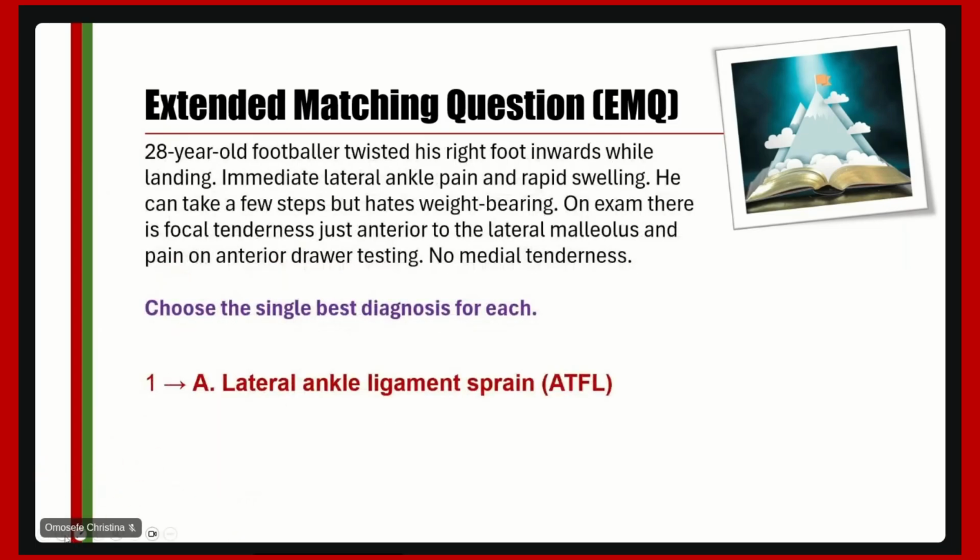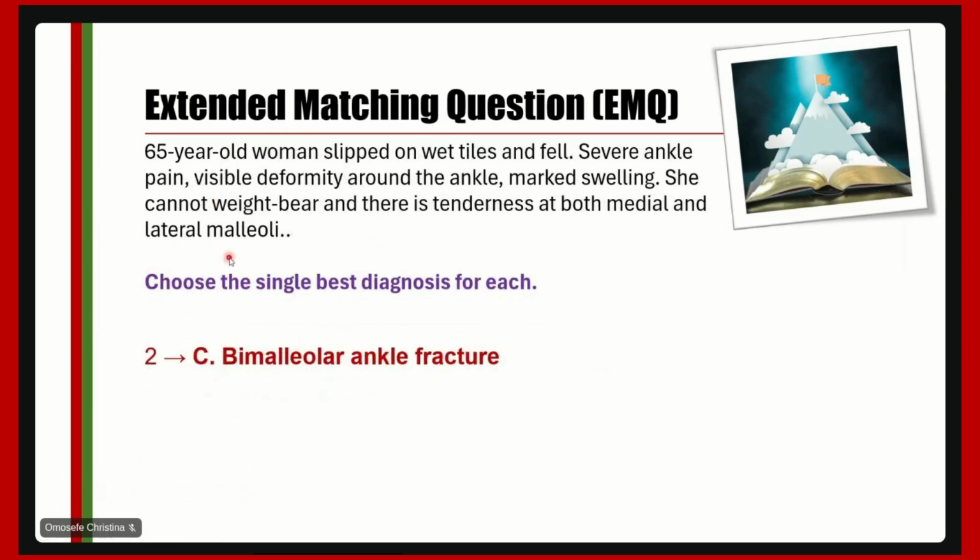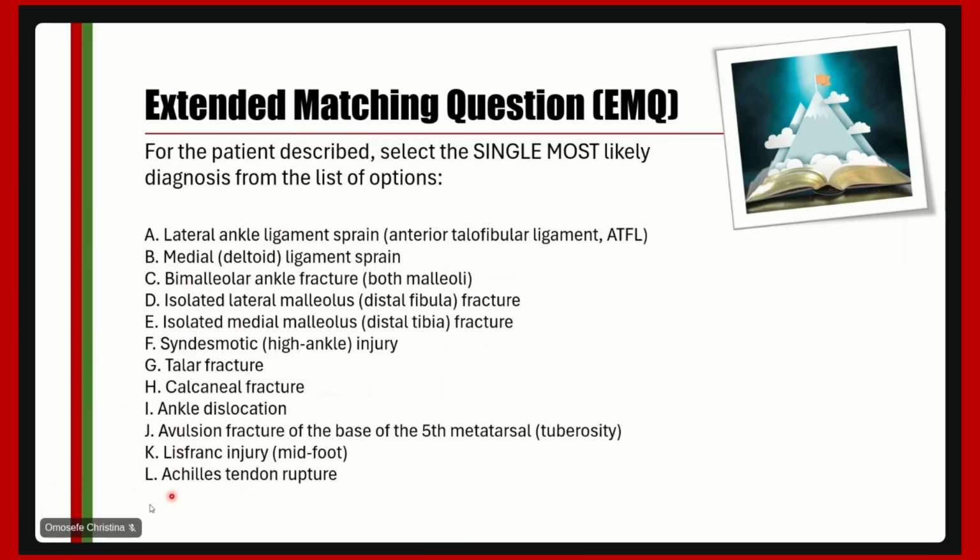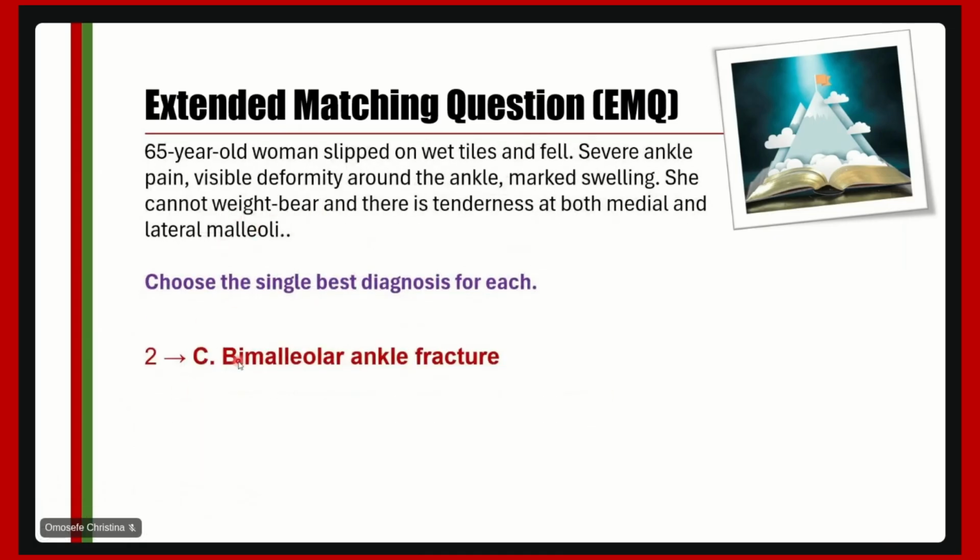Now, the question is not over. Part two of this extended matching is the next lady. A 65-year-old woman slips on a wet tile and falls. She has severe ankle pain, visible deformity around the ankle, marked swelling. She cannot bear weight, and there is tenderness at both medial and lateral malleoli. Select your best diagnosis. Again, you will come back to the options, and then you pick your best answer and your diagnosis right there.